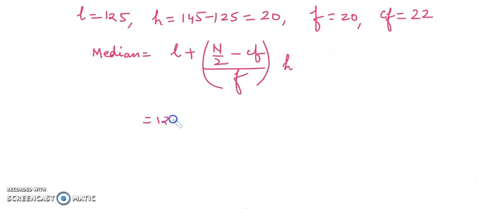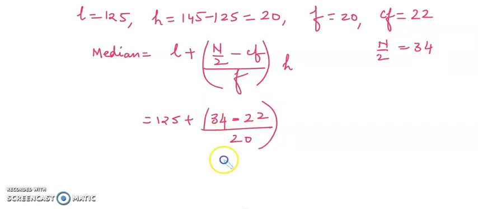So it is 125 plus N by 2, which is 34. Sorry, I forgot to mention this. N by 2 is 34. 34 minus 22, divided by 20, multiplied by 20. Clearly the 20 in the division and the 20 in the multiplication cancel off. So 125 plus 12, which is 137. So that's the median. Clear?